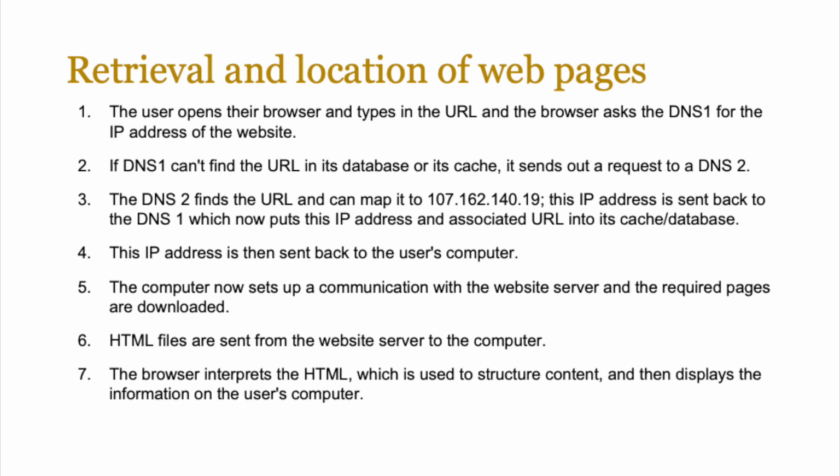DNS2 finds the URL and can map it to perhaps an IP address, and this IP address is sent back to DNS1, which now puts this IP address in its cache or its database. This IP address is then sent back to the user's computer. The computer now sets up a communication with the website server, and the required pages are downloaded.